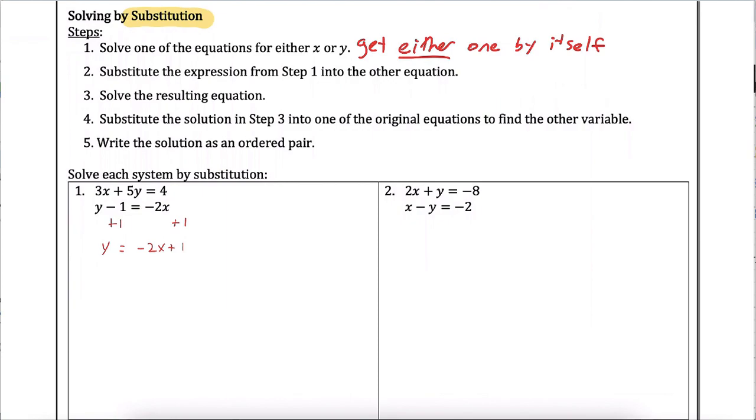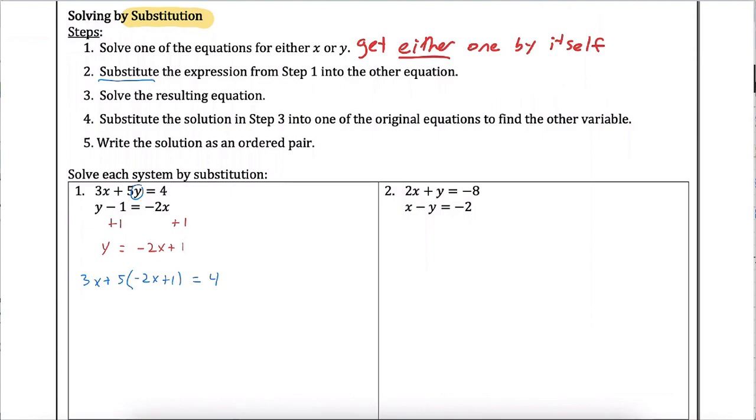I'm going to do the substitution that I just set up. Now, it won't really help to put it back into that y. That won't get me anywhere. What I'm going to do is take my expression for y and plug it into the other equation where there's a y. So I will take the equation exactly as it appears, 3x plus 5y equals 4, and then instead of y, I'm going to replace or substitute it with negative 2x plus 1.